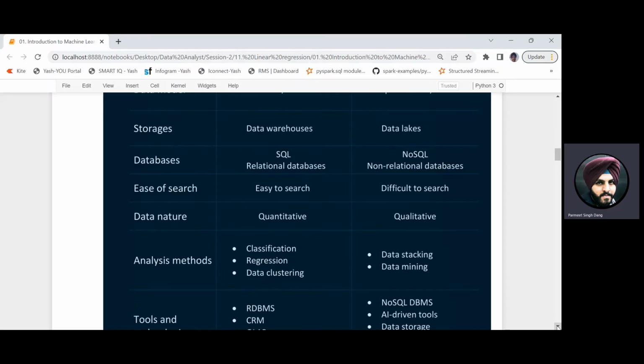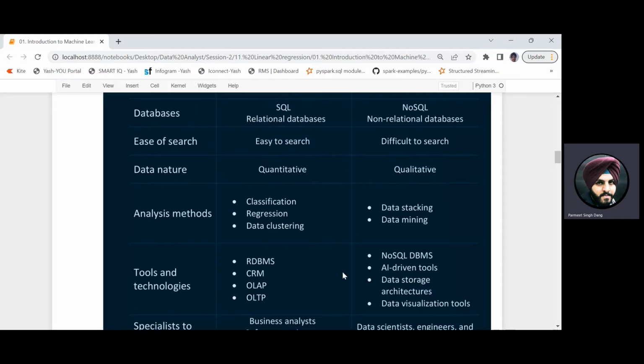Okay, then what algorithms would fall under each of these? For structured data, we would be using classification, regression, and clustering methods. Here we would be using data stacking and data mining. If we talk about the tools and technologies, we would be using RDBMS, OLAP, online analytical processing, and OLTP, online transactional processing. The tools and technologies used in unstructured data are NoSQL DBMS, AI-driven tools, data storage architectures, and data visualization tools.